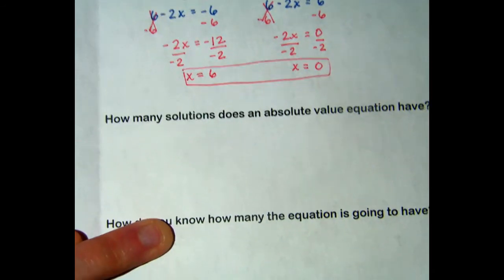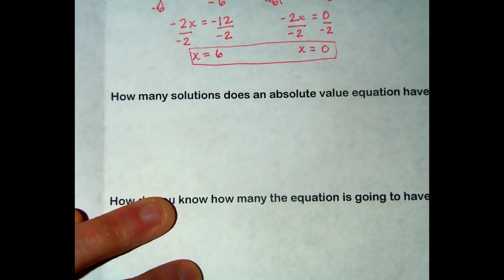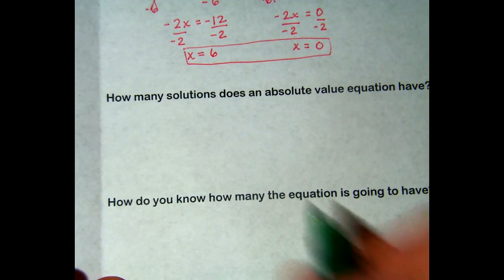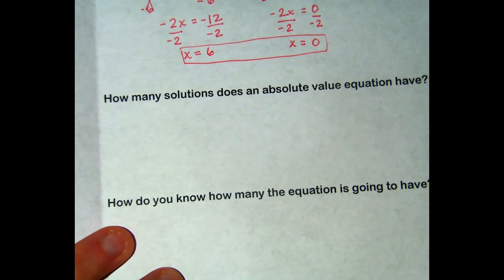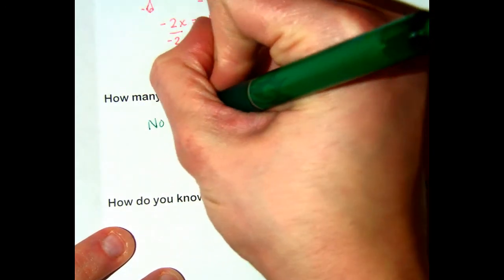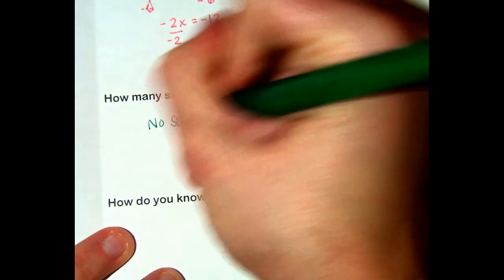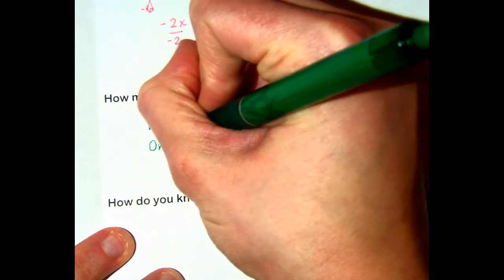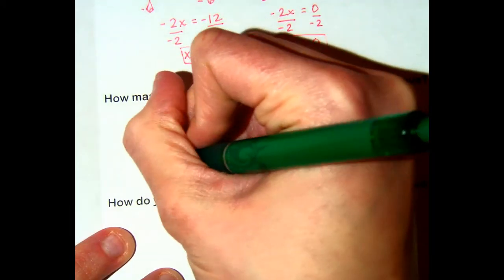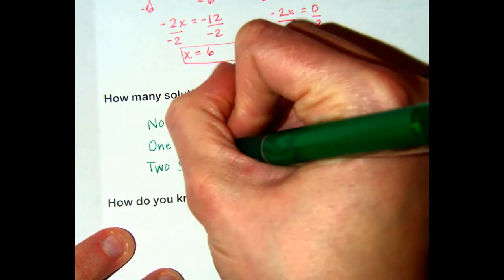Just a recap of some key points you should know from absolute value equations. How many solutions does an absolute value equation have? It can have no solution. It can have one solution, and more than likely, as we have seen a lot, it can have two solutions.